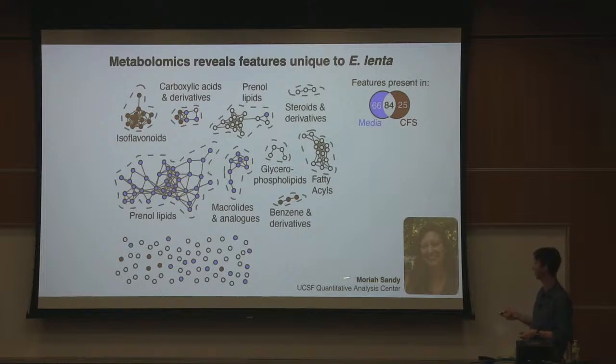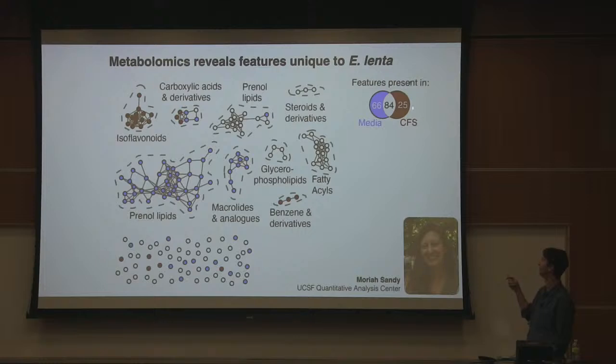And this was done with Mariah Sandy, who runs our quantitative analysis center at UCSF. We can sort of narrow down, so this is a molecular networking figure using GNPS. And they're annotated based on the fragmentation patterns and retention time within each cluster of related compounds. We can then narrow it down a little bit by looking at the pattern in media controls versus cell-free supernatants. And so you can see most of the compounds we detect are actually also found in the media. And so that doesn't really fit the pattern of something that Elenta makes.